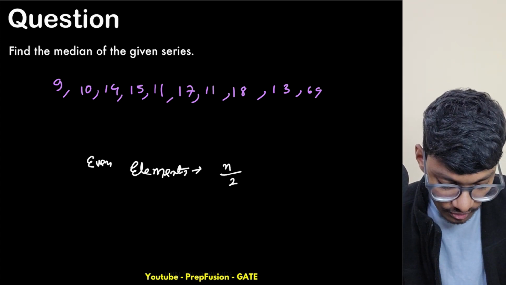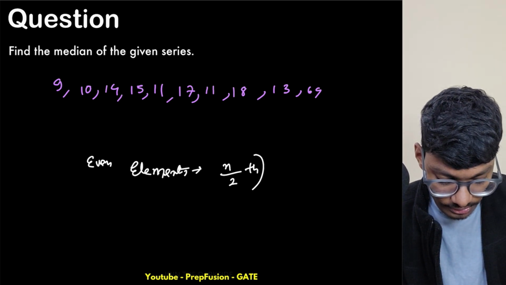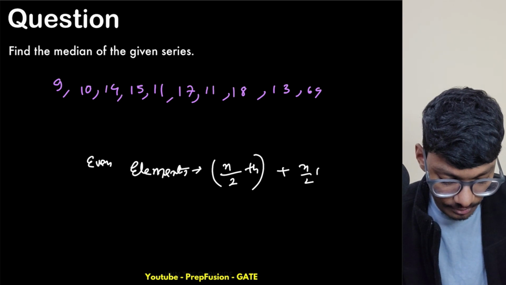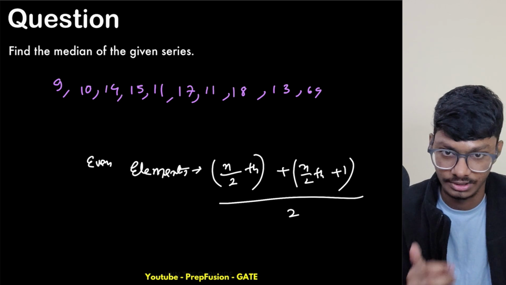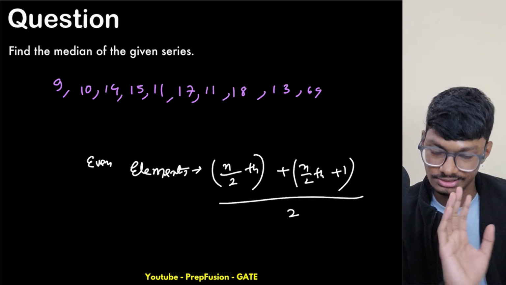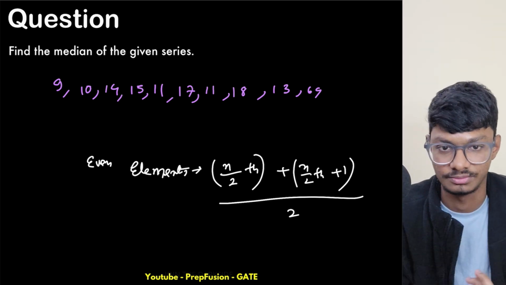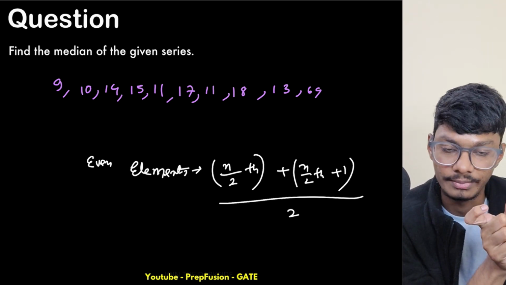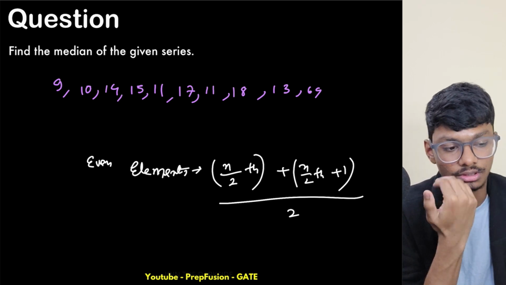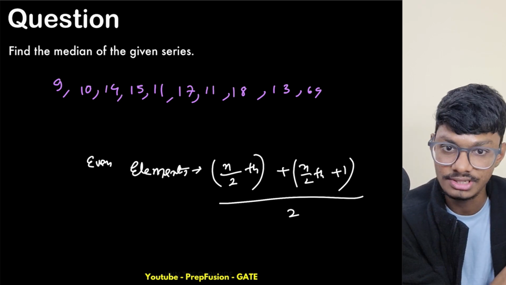So it is the average of the n by 2th element and the n by 2th plus 1 element, that is, their sum divided by 2. This is what you do, and this is the thing that you need to take care of. Everything else is simple, because if you have an odd number of elements, the median is just the middle element when arranged in ascending order.